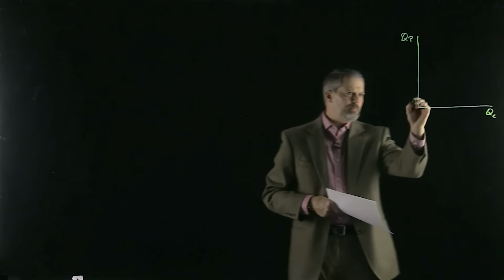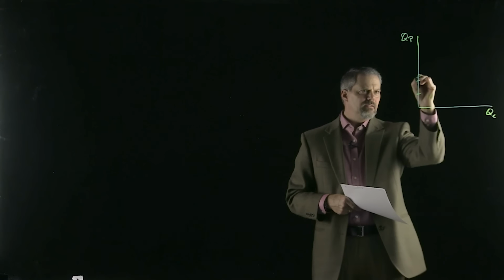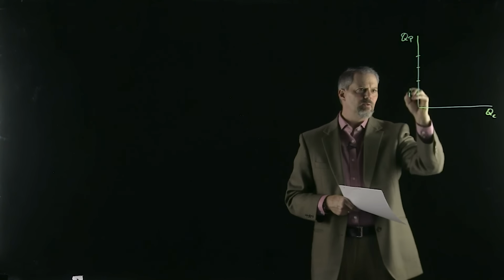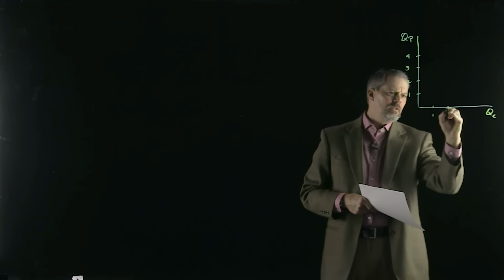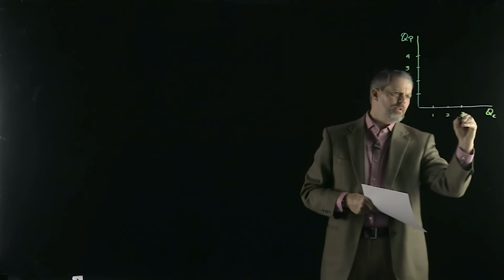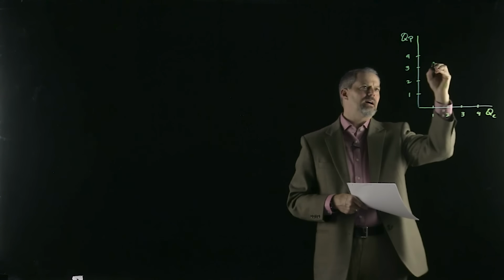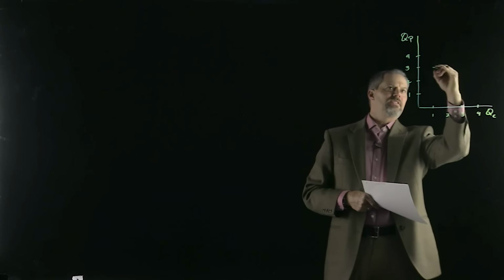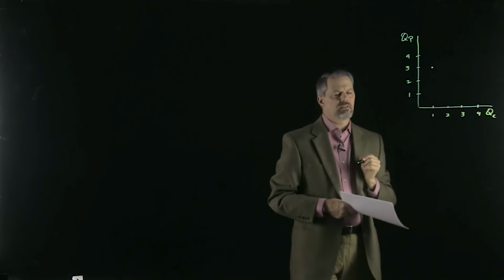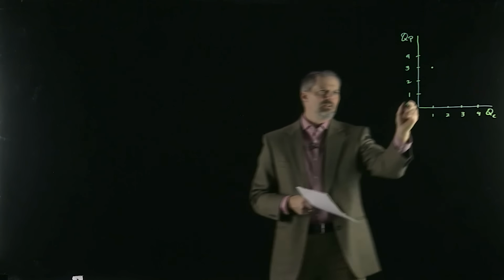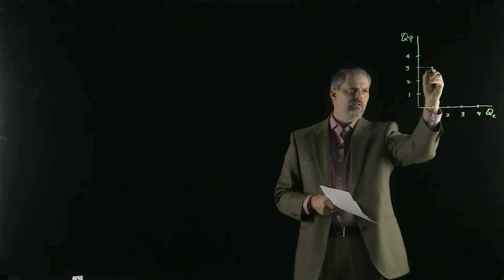And let's put some numbers on here. Let's suppose we had 1, 2, 3, 4. Let's think about having, say, 3 Pepsis and 1 Coke. That bundle right there. You've got 3 Pepsis and 1 Coke.